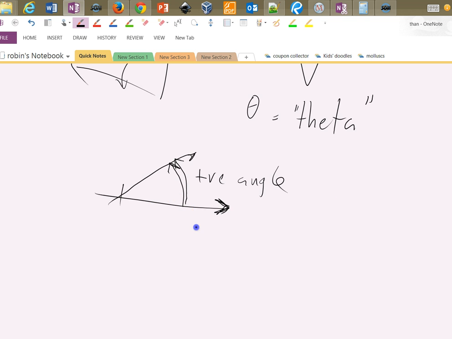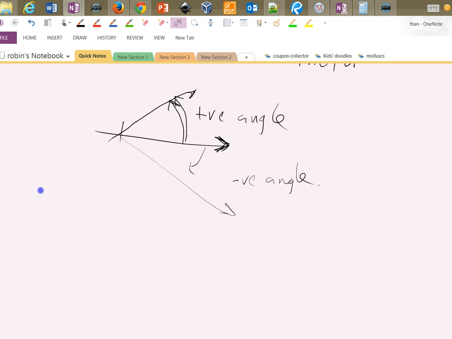And of course, going down this way, so you've got another line going in that direction, is a negative angle. Sometimes you care about the positive, sometimes you care about the sign, sometimes you don't care. So you talk about signed and unsigned angles.